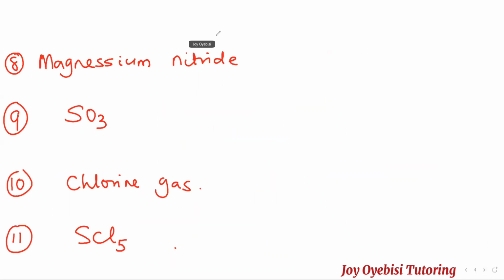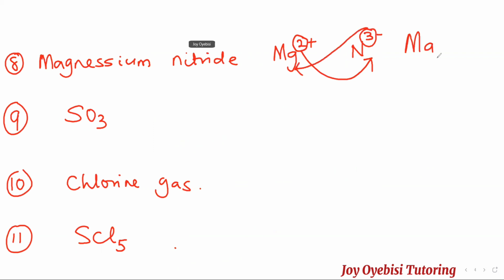Okay, the next one I have here is magnesium nitride. Magnesium is Mg with a 2+. Nitride is N3-. Now combine these two. This 2 goes to this side, the 3 goes here. So you're going to have Mg3, then N2 as your magnesium nitride.